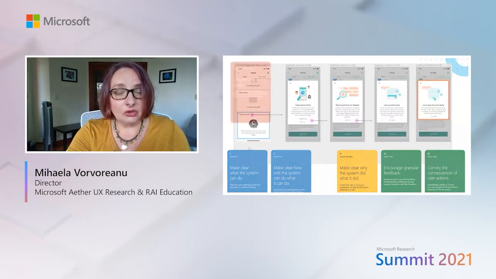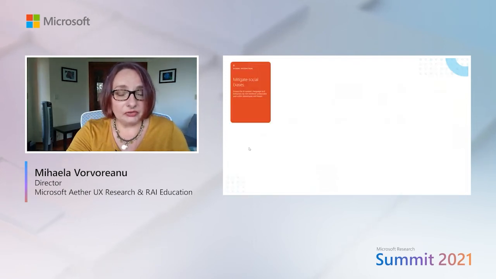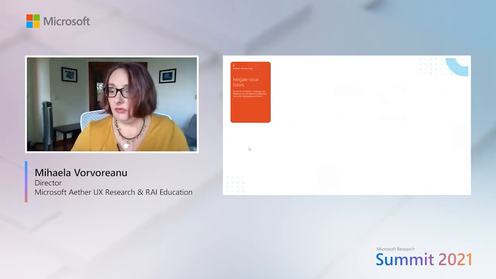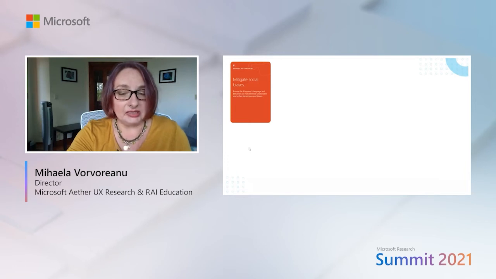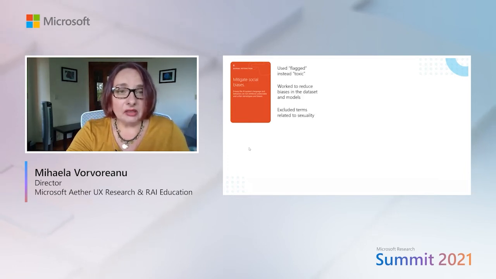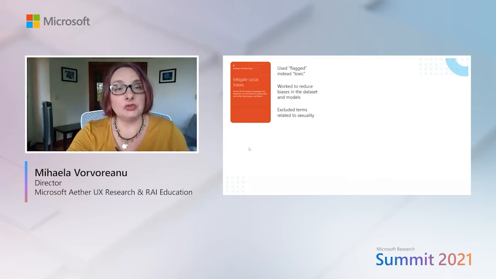So I'm going to also show a little bit of information about what they did with some of the other guidelines, such as Guideline 6, mitigate social biases. And so for this guideline, we spent a lot of time thinking about what language to use. And we decided, even though the team had been using the word toxic, that could be too strong and problematic in certain situations. And so we narrowed it down and decided to just use flagged.